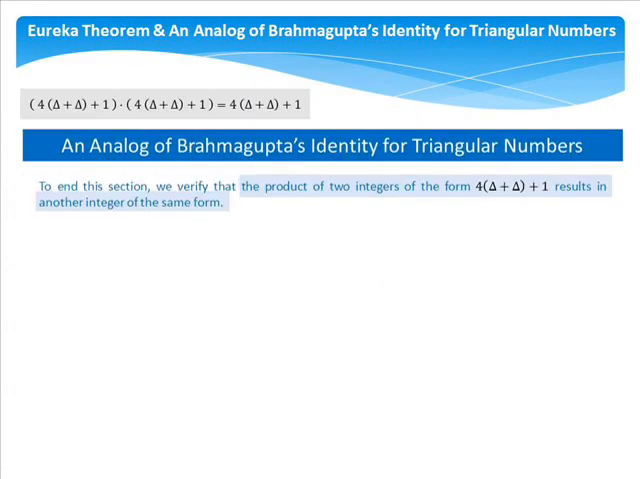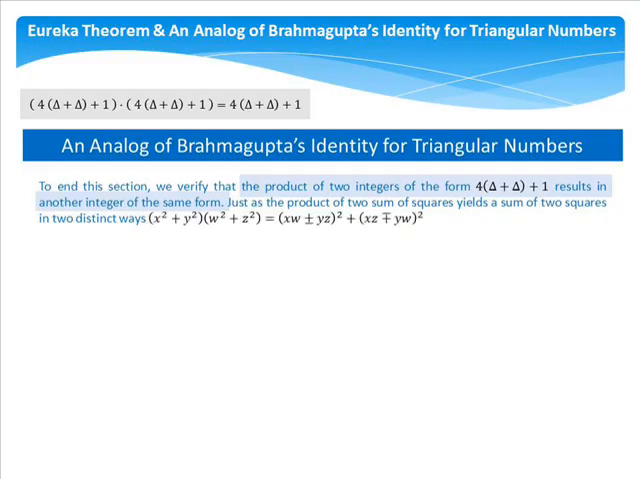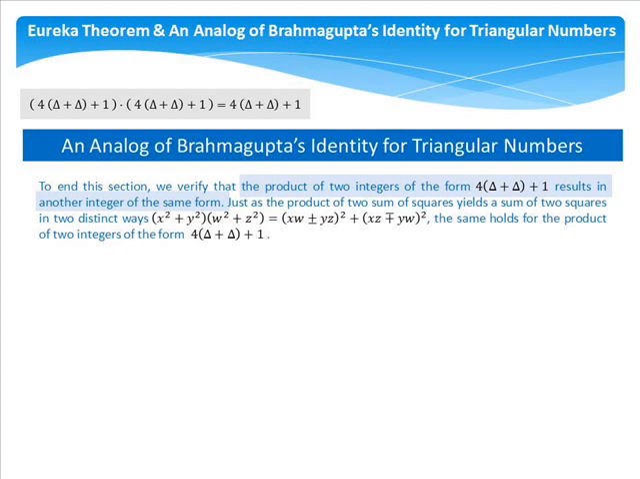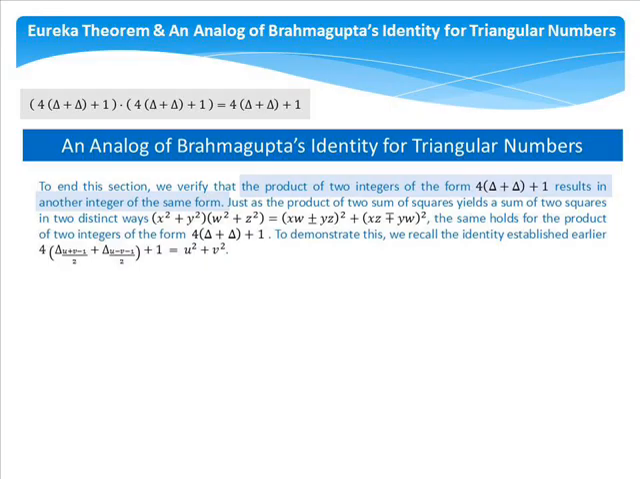To end this section, we verify that the product of two integers of the form 4 times the sum of two triangular numbers plus 1 results in another integer of the same form. Just as the product of two sums of squares yields a sum of two squares in two distinct ways, the same holds for the product of two integers of the form involving triangular numbers. To demonstrate this, we recall the identity established earlier.